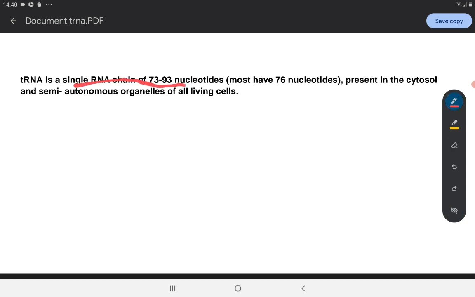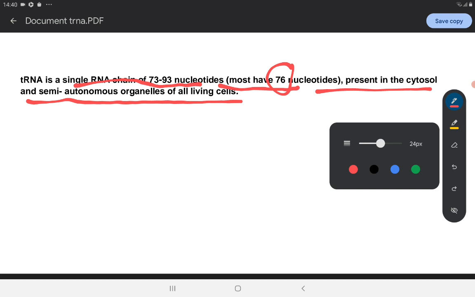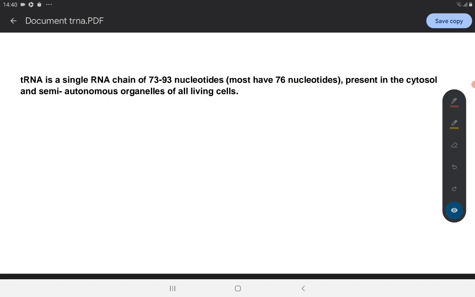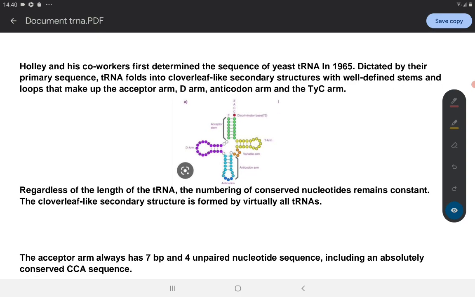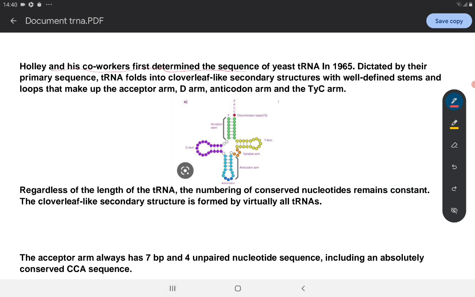Now, tRNA is a single RNA chain of 73 to 93 nucleotides, mostly having 76 nucleotides, present in the cytosol and in semi-autonomous organelles in all living cells. Right? So most of them have 76 nucleotides. Now Holley and his co-workers first determined the sequence of yeast tRNA in 1965. So in 1965, the actual sequence of tRNA of yeast was determined.